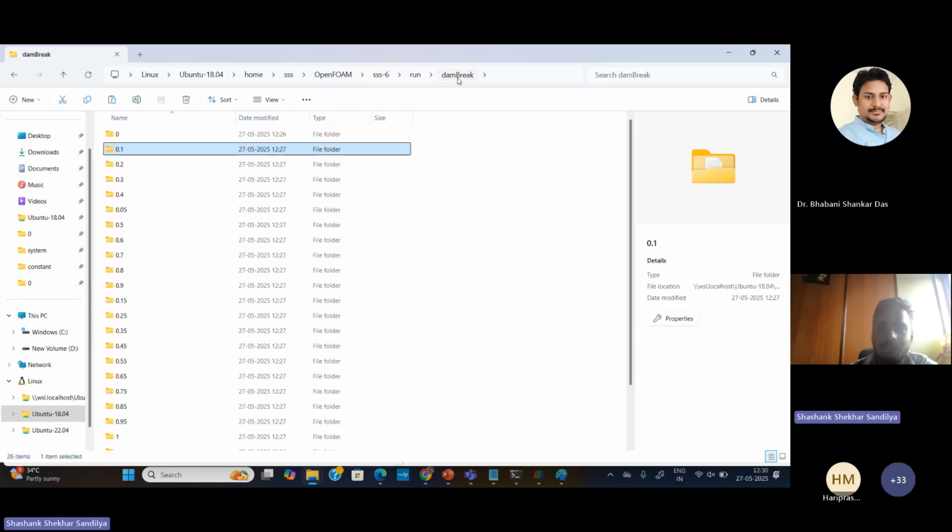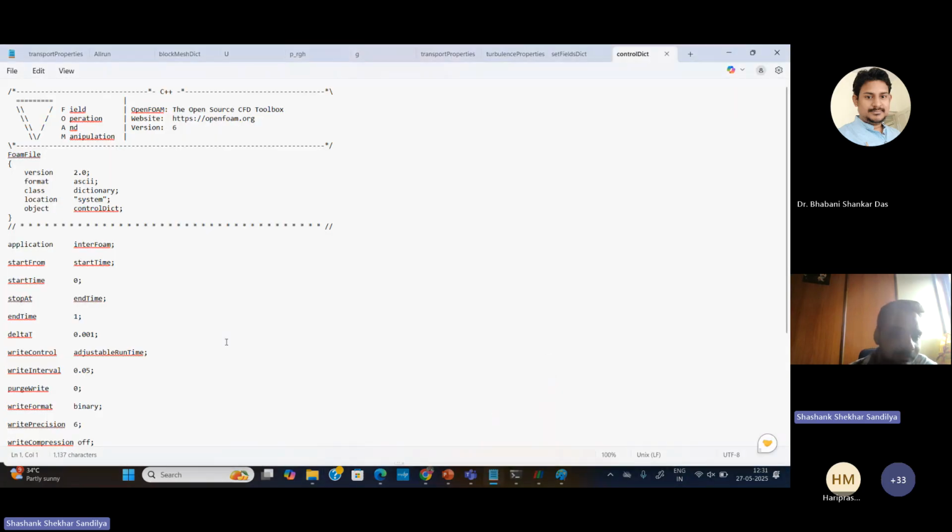Suppose our system powers off, so we don't have to start from 0. It is a benefit: suppose we are writing at 0.05 and it stops at 0.5. So in the second case, we don't have to go from 0. We will start from 0.5 and continue up to whatever time we want.